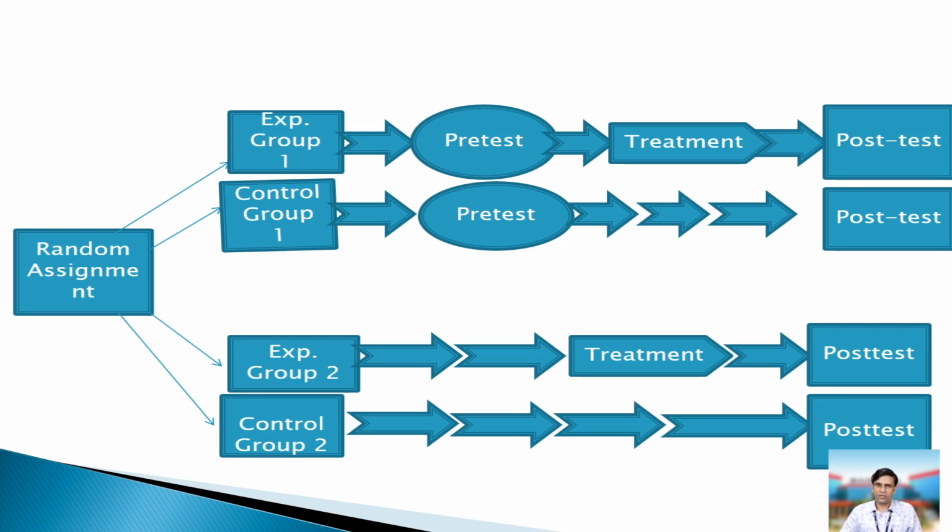Now, after administering treatment to both these groups, the post-test will be done in all 4 groups, and the comparison will be made to see the observed effect of the treatment in the experimental group, and it will be compared to the effect on the control group. So definitely there will be a difference in the observed outcome of the experimental and control group. Now, another type of true experimental research design is factorial design.